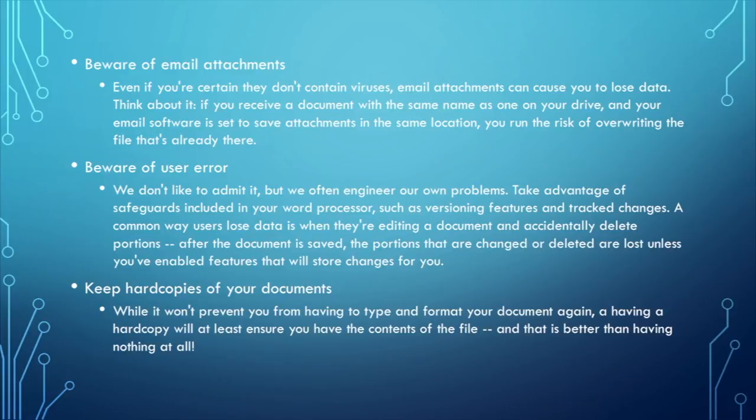Beware of user error. We don't like to admit it, but we often engineer our own problems. Take advantage of safeguards included in your word processor, such as versioning features and track changes. A common way users lose data is when they're editing a document and accidentally delete portions. After the document is saved, the portions that are changed or deleted are lost unless you've enabled features that will store changes for you.